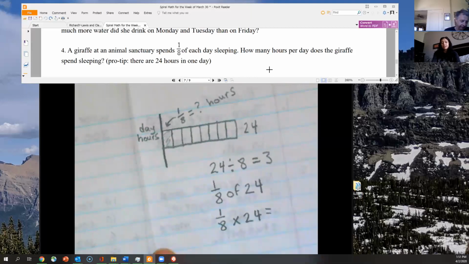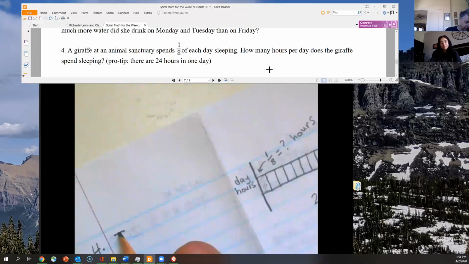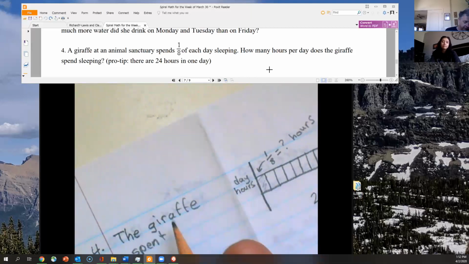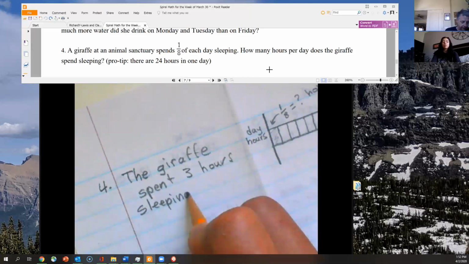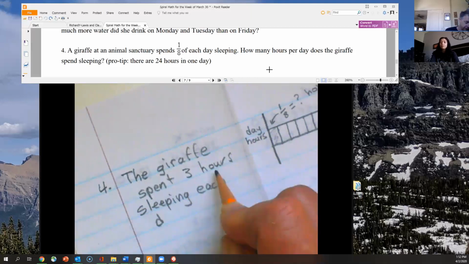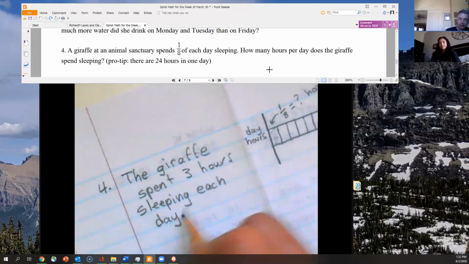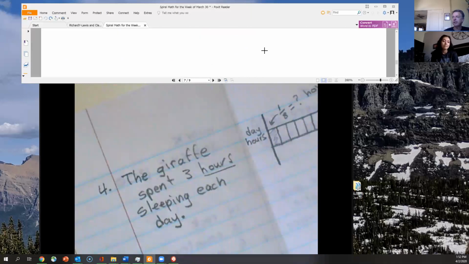Yep. So then for your answer sentence, boys and girls, you should have the giraffe spent 3 hours sleeping each day. And make sure you guys label it hours, that way we know what that 3 represents. So make sure that you have 3 hours. All right, great. We're going to go on and take a look at number 5.